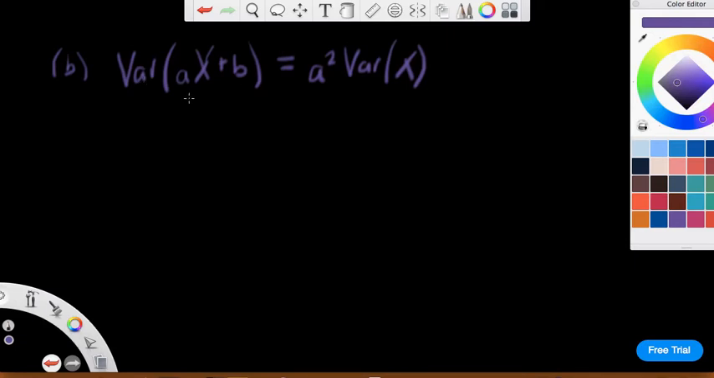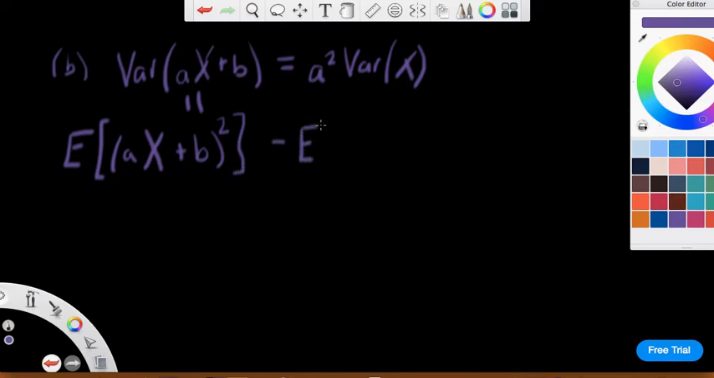Well, let's work not from our definition, but rather from what we just barely proved in part A, that the definition of this random variable, the whole thing, which is aX plus b, is going to be the expected value of the square of aX plus b, subtract the expected value of the random variable, all squared, aX plus b, squared.